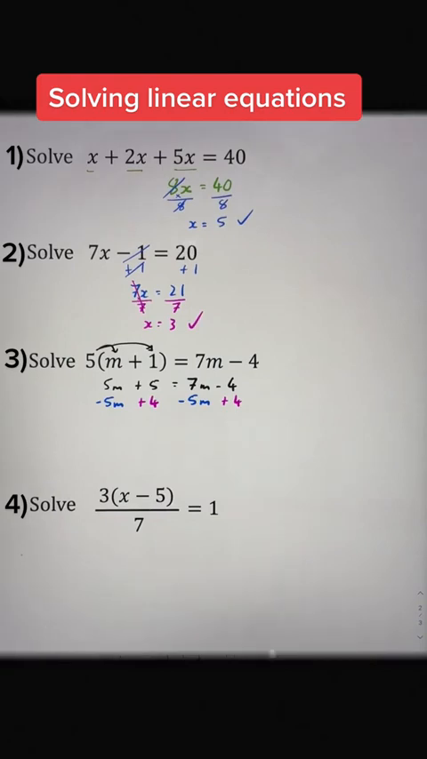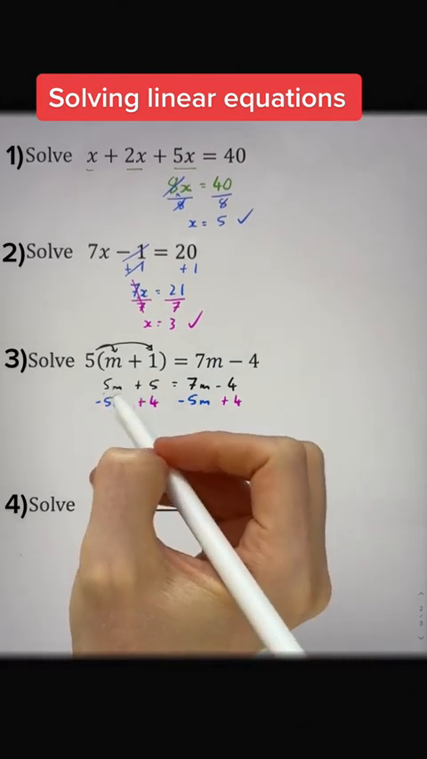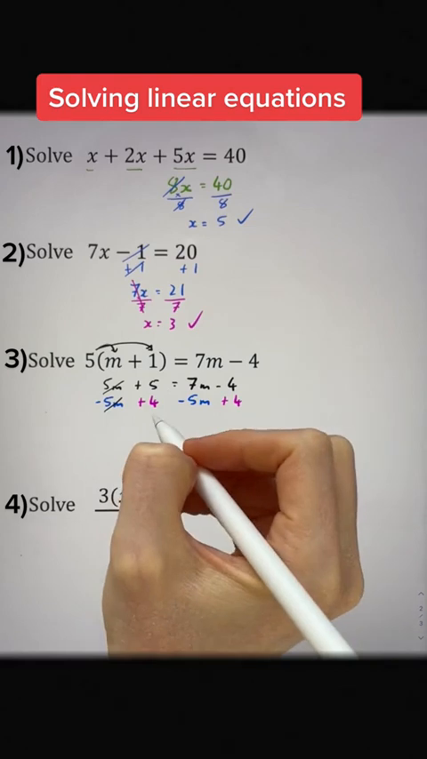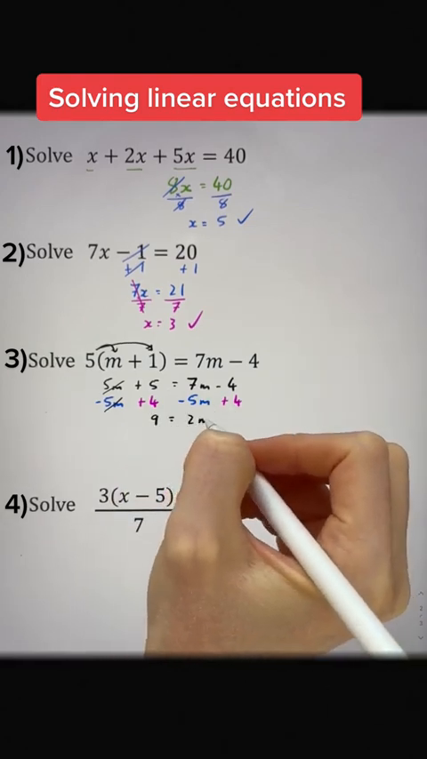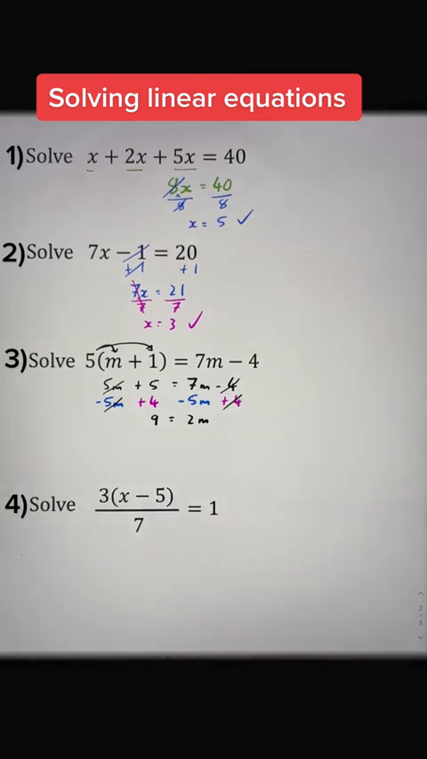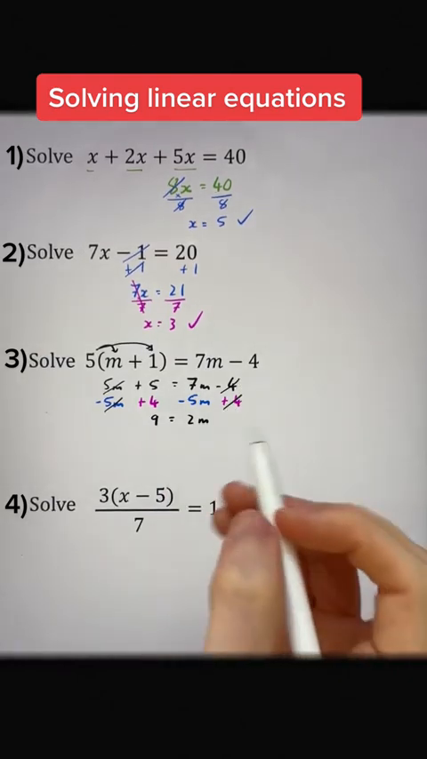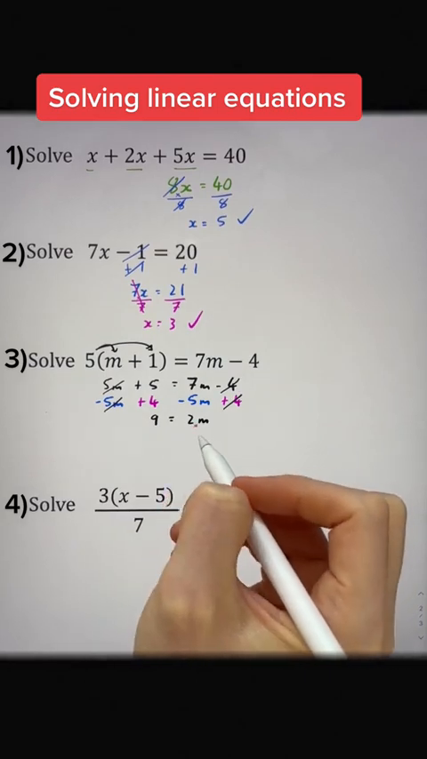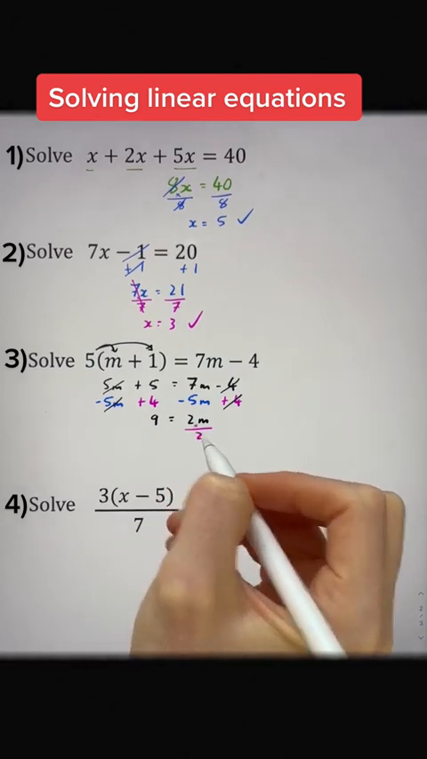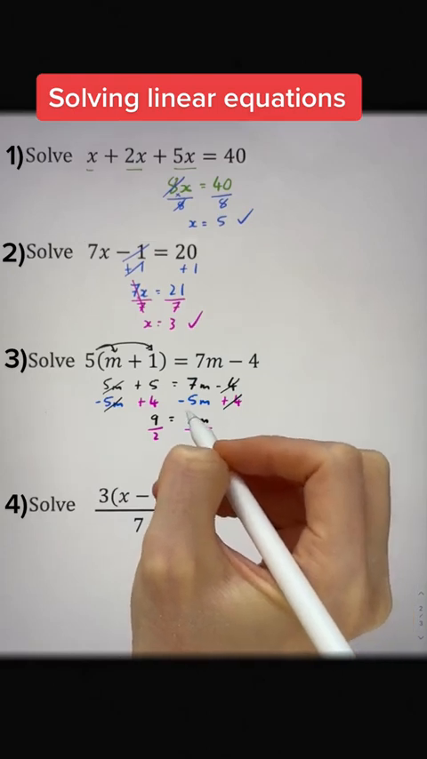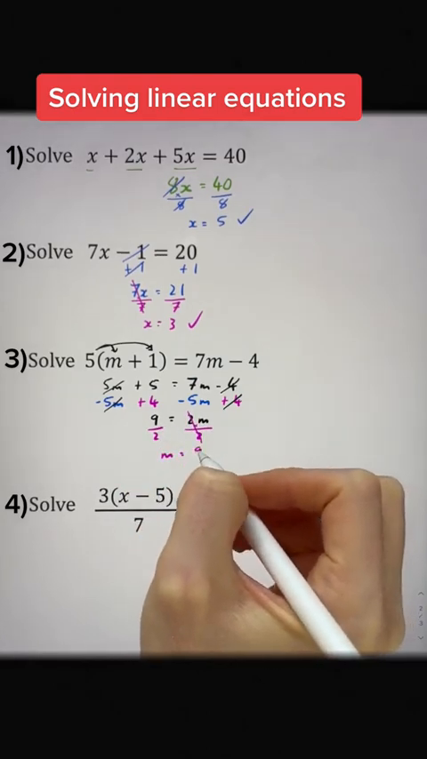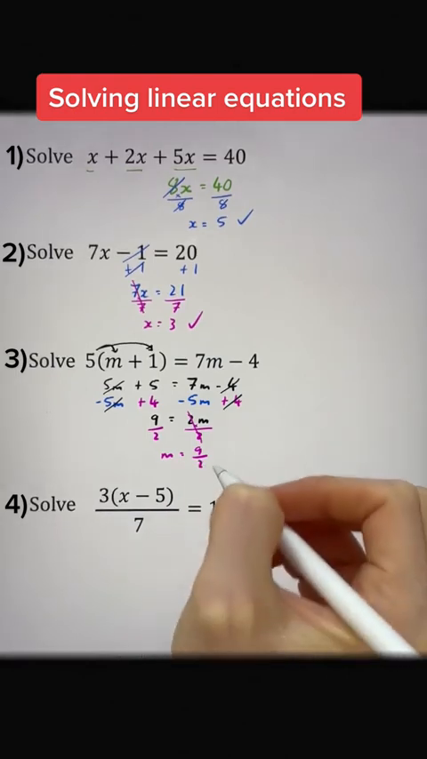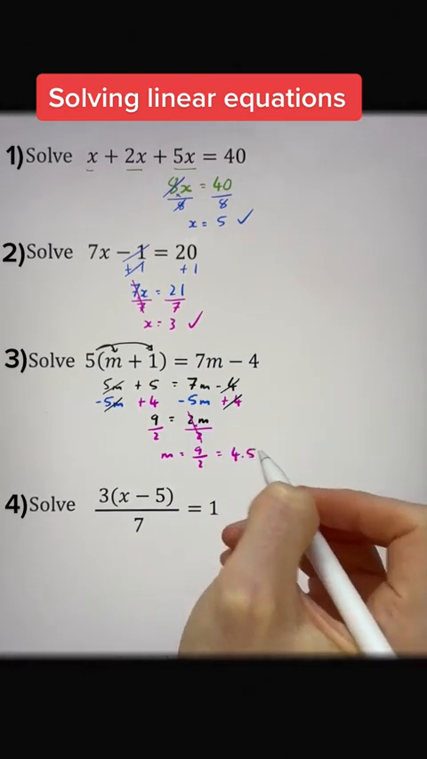So simplifying my equation, on the left I've got 5m take away 5m, which will cancel, and 5 add 4 gives us 9. On the right, 7m take away 5m gives us 2m, and negative 4 add 4 will cancel. As I have 2m equals 9, again I want to get the value of m. 2m in algebra means 2 multiplied by m. Opposite of times by 2 is to divide both sides by 2. Therefore 2 over 2 will cancel to give us m. Therefore m is equal to 9 over 2, which I can simplify to give us 4.5.